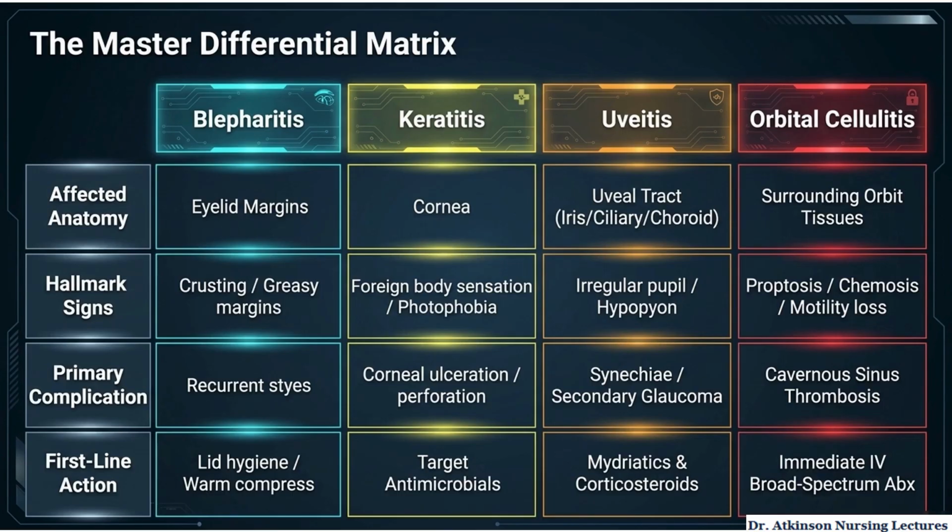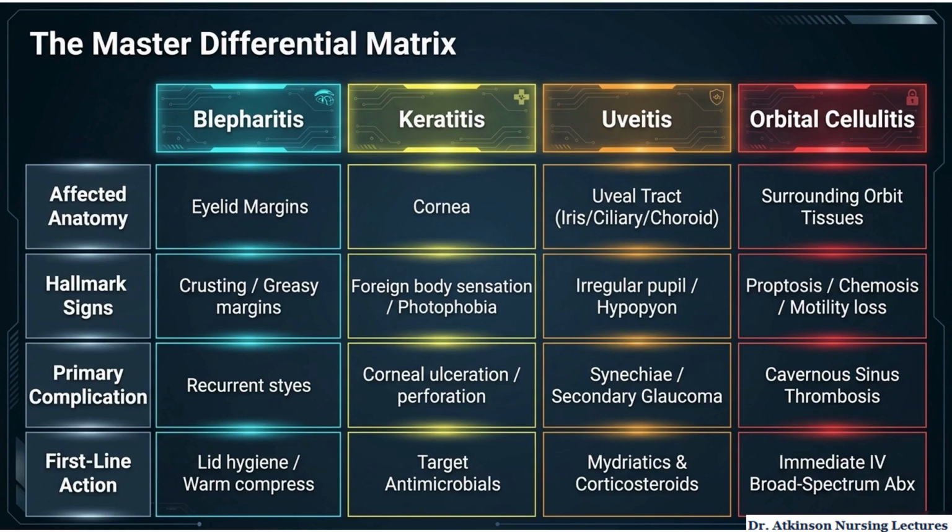Orbital cellulitis. Affects the surrounding orbital tissues. Hallmark signs are proptosis and chemosis and motility loss. Primary complication is cavernous sinus thrombosis. First-line action is immediate IV broad-spectrum antibiotics.